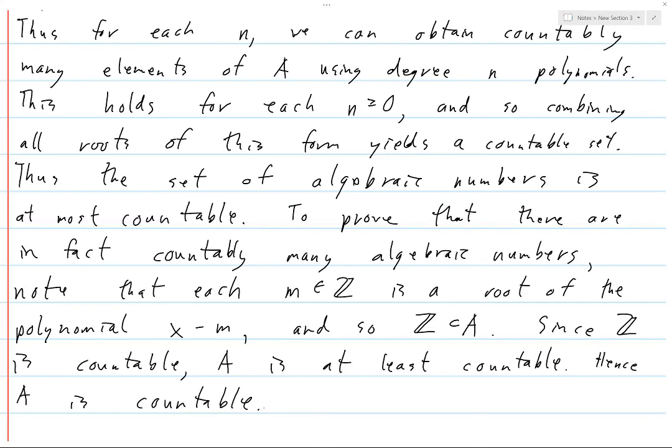So yeah, that's really all there is to it. The fact that countable products of countable sets is countable allows you to prove that the algebraic numbers are countable, and this completes the proof.